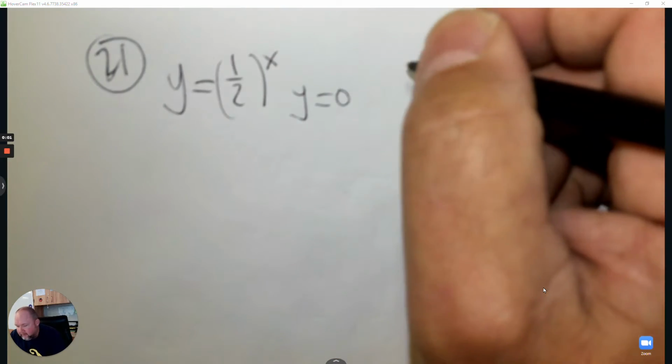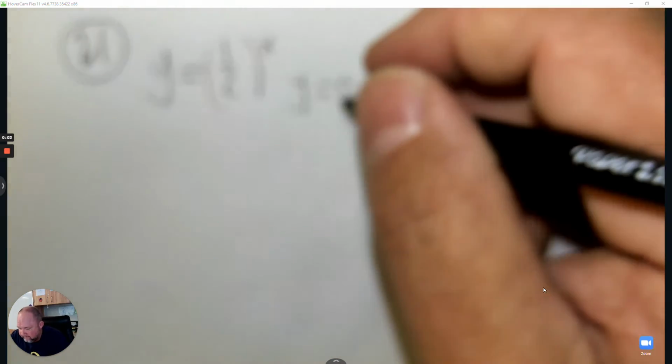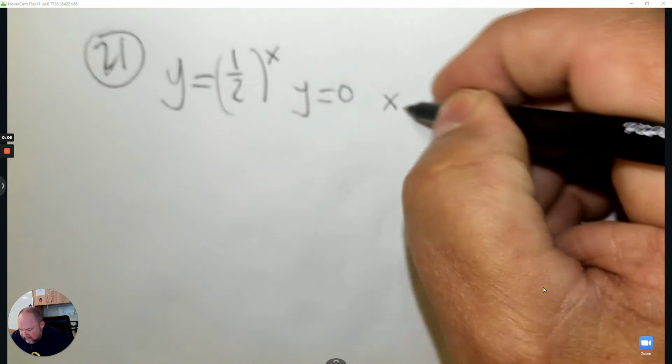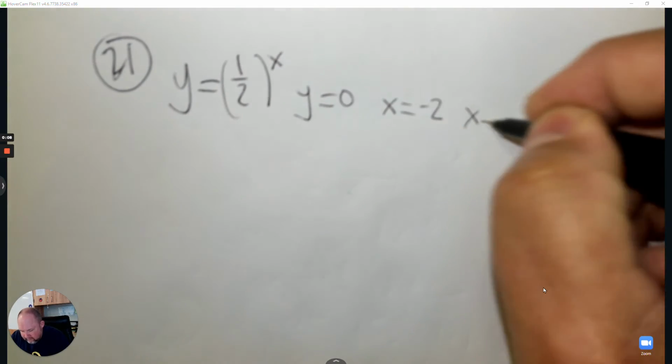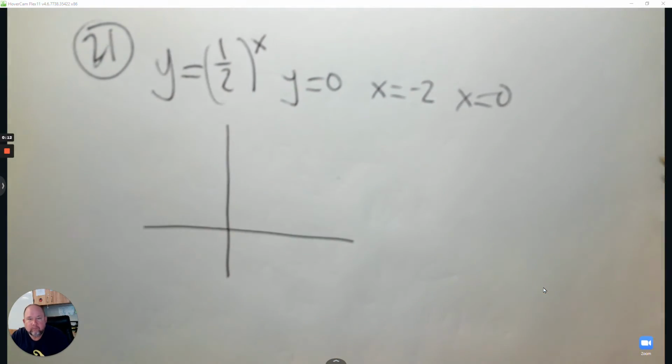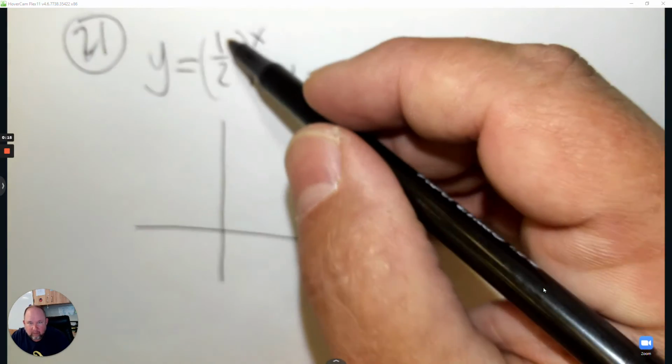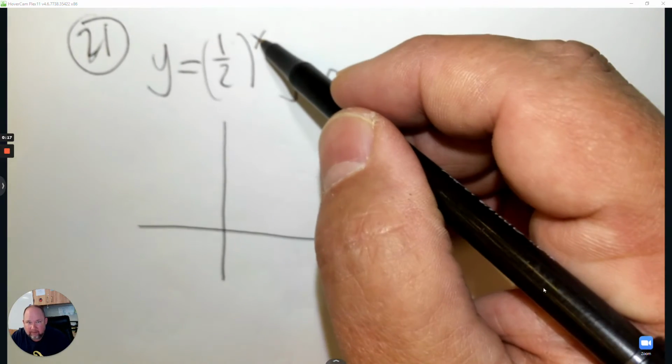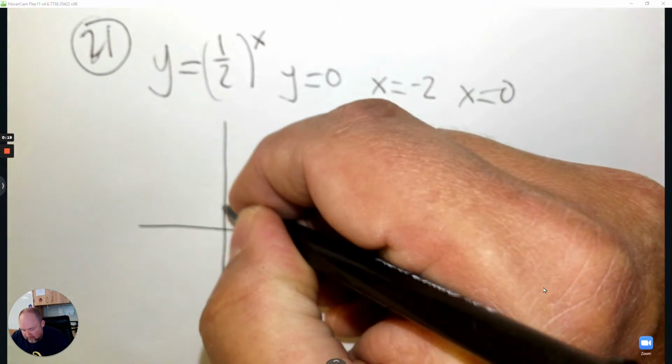All right, question number 21. Find the area. You know, that's an integration question. Step number 1 is I'm going to graph this. So what would this look like? 1/2 to the x. Well, if I plug in 0, I know the answer is 1.